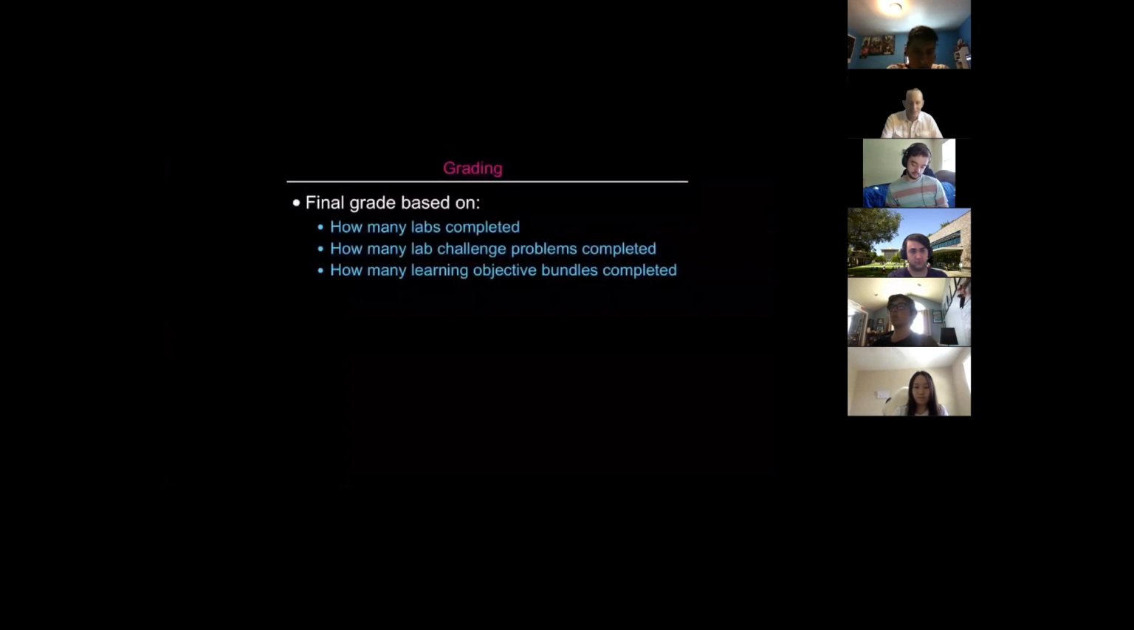That gets us to actual grades. The grades are based on really only 3 things. How many labs did you complete? In labs, there are challenge exercises, so how many of those challenge exercises did you do and successfully complete? And then how many learning objective bundles did you complete? Let me just show you in the syllabus the table that describes what you would need to do to get certain grades.